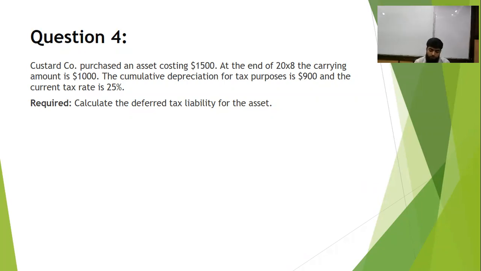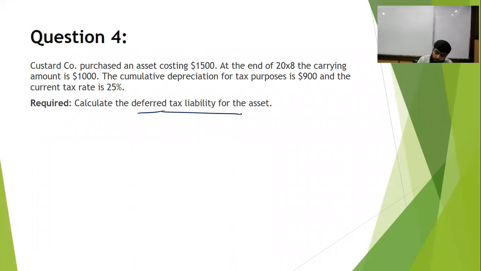Now moving on to question number 4. Custard company purchased an asset costing $1,500 at the end of 20x8. The carrying amount is $1,000. The cumulative depreciation for tax purposes is $900 and the current tax rate is 25%. You just calculate the deferred tax liability.